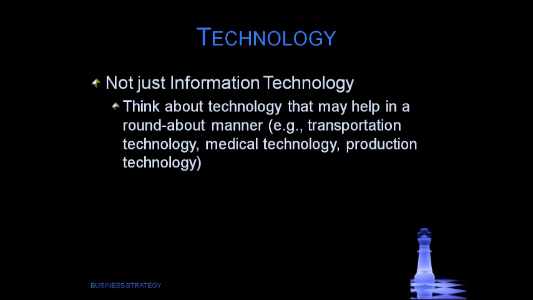The next item in the STEP analysis is technology. Here, the big thing you want to remember is that we are not just talking about information technology. We are not just talking about computers. But think about technology that can help in a roundabout way. For example, transportation technology, the idea that things can be shipped faster, or that the technology has changed to make things greener. And, if you're a health food store, maybe that's a cool thing to be able to talk about. So all kinds of technology have to be considered.